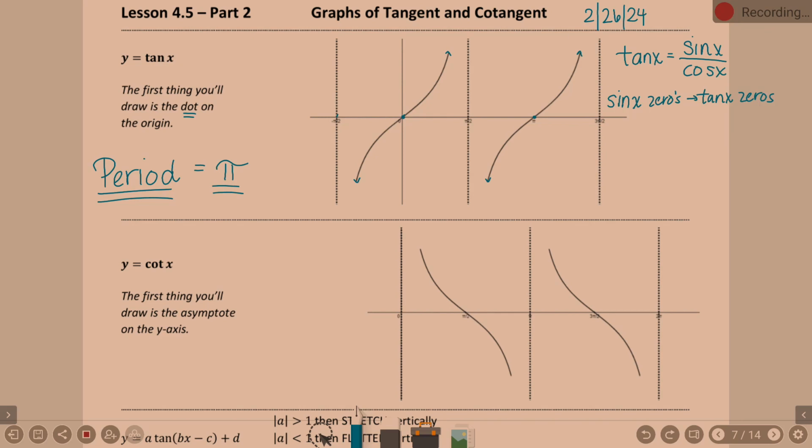Now, cosine. What about when cosine is 0? What happens when cosine is 0 and it's in the denominator? It's going to make that fraction what? What am I doing? I'm making all kinds of marks here. What happens when the denominator of a fraction is 0?